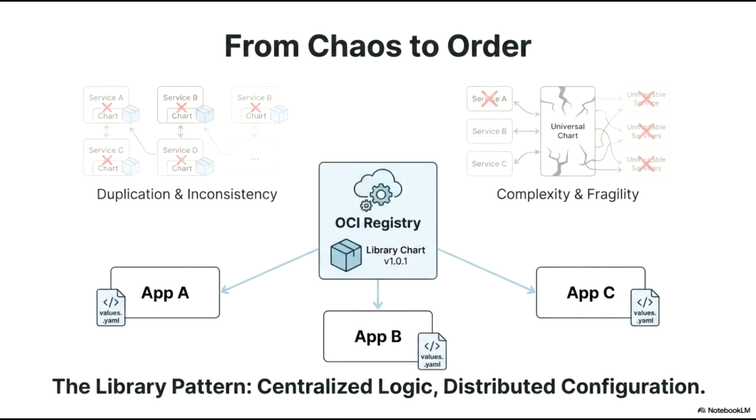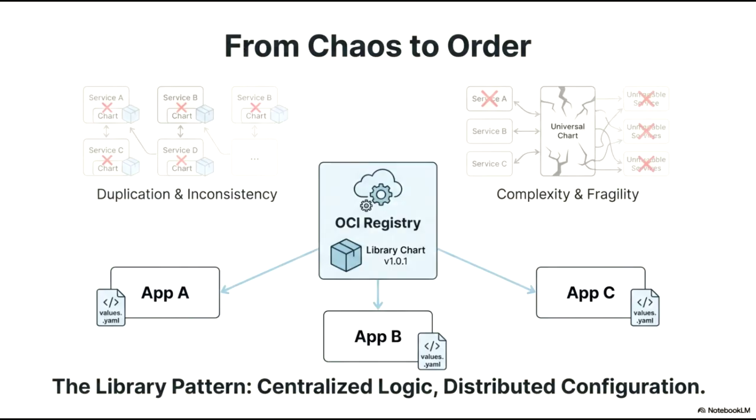Moving from chaos to order in infrastructure management requires addressing 2 common pitfalls. On the upper left, we see duplication and inconsistency, where individual charts for every service lead to maintenance overhead and configuration drift. Conversely, on the upper right, complexity and fragility arise from a monolithic universal chart that becomes difficult to update without impacting the entire ecosystem.